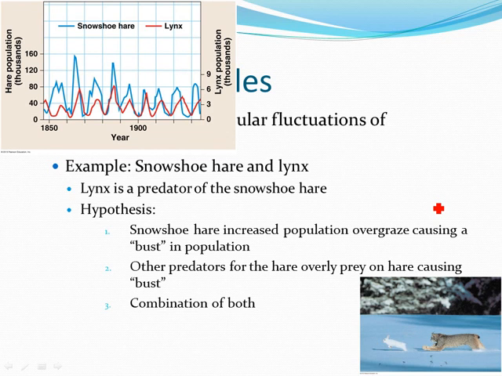The hares, there are so many of them, so they eat so much food that there's not enough to sustain themselves, and that causes a decline. But also because there are so many hares available, it's easier for the predators to target these hares and eat them up. And so you have this combination of both happening.